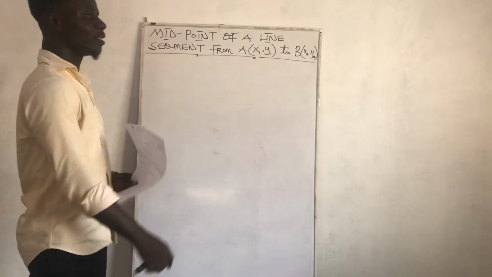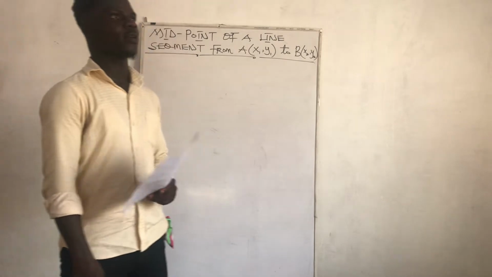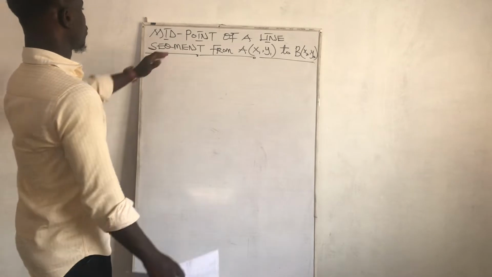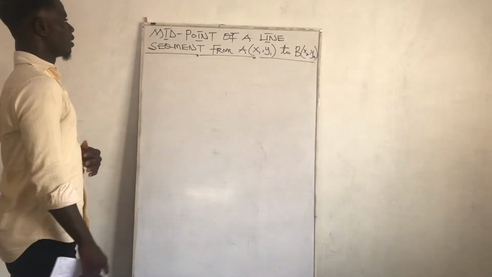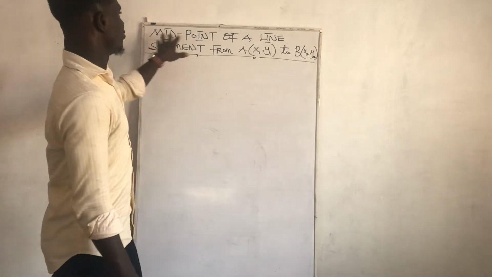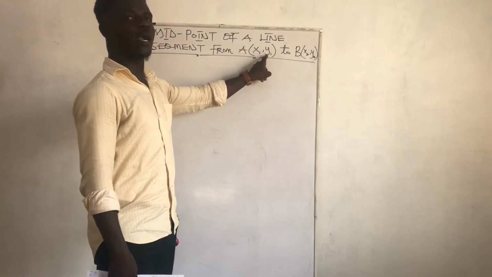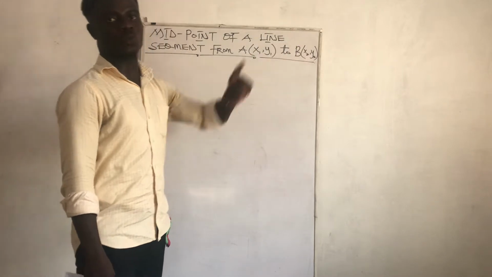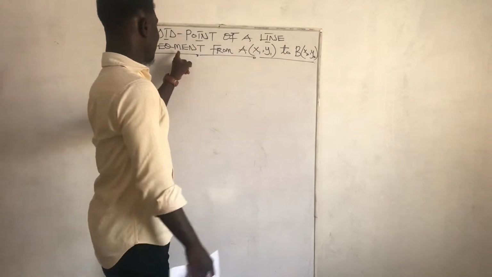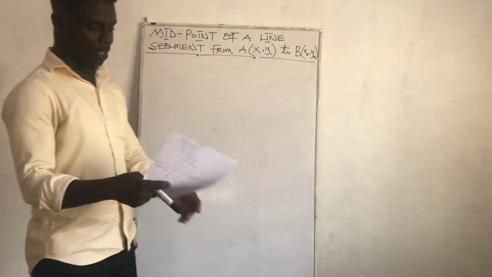Alright, we are still on our analytic geometry and calculus, Math 102. So we are on the subtopic midpoint. Midpoint, that's the middle point. Midpoint of a line segment from point A, that's x1, y1, to point B, x2, y2.